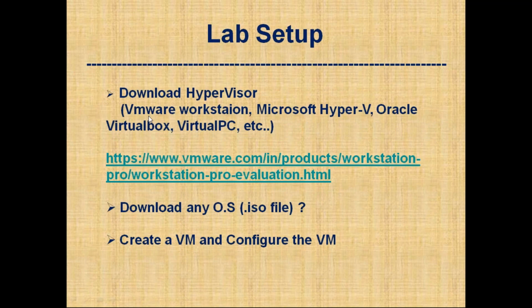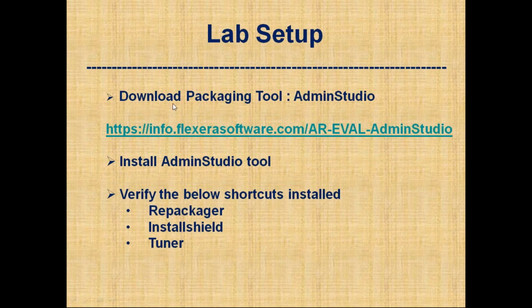What I did: a lab setup, hypervisor, VMware Workstation, and Windows 7 operating system. I did create it, then configured it, and then I did download the Admin Studio tool. And once it is installed, I could see the three shortcuts as I mentioned. These are the three required tools for creating the package. So this is where we're going to work.